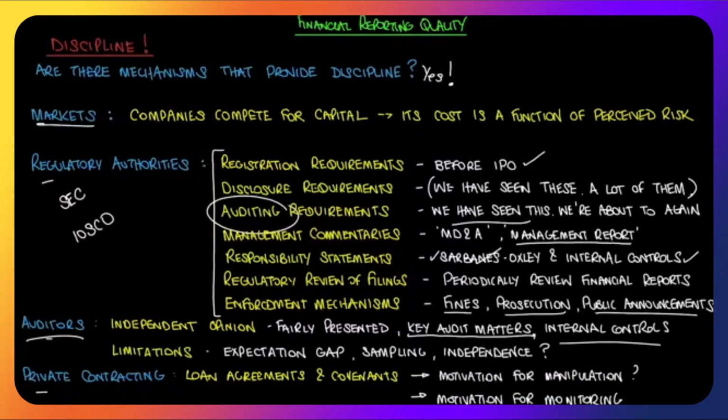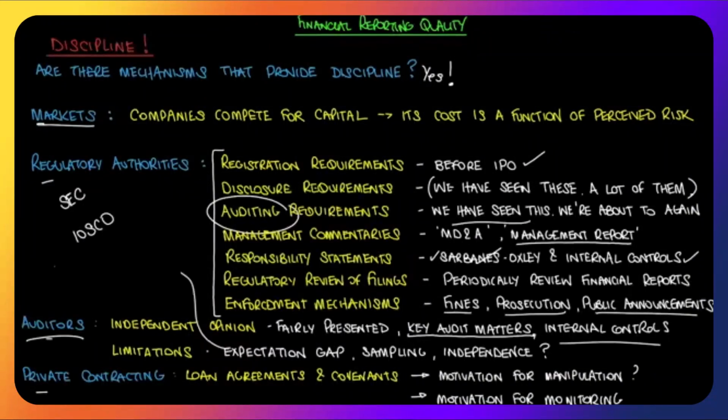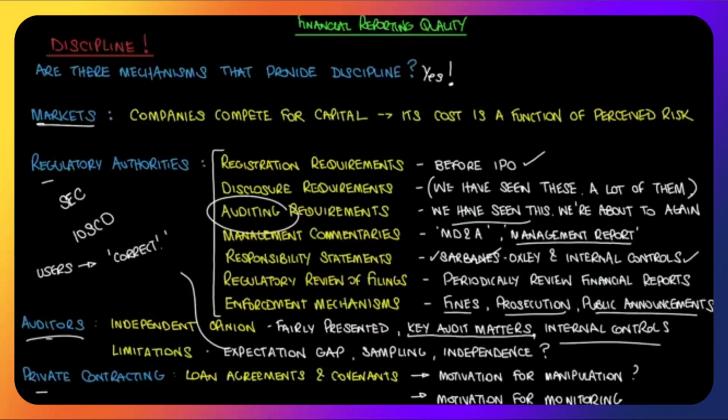Limitations of the audit. First of all, the expectation gap. Where does the expectation gap come from? It comes from users of the accounts thinking that auditors tell them that the accounts are correct. You cannot do that as an auditor. What auditors do is give you reasonable assurance that the accounts are fairly presented and free from material misstatement. That's as far as they can go. They are not checking everything. They are sampling. They're not going to pick up every single error.